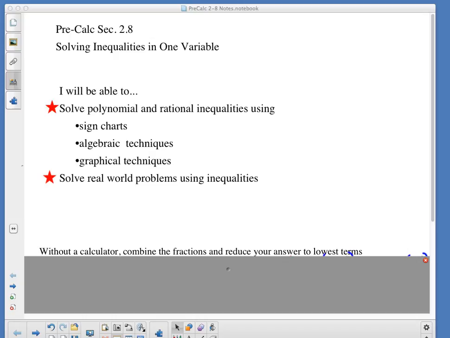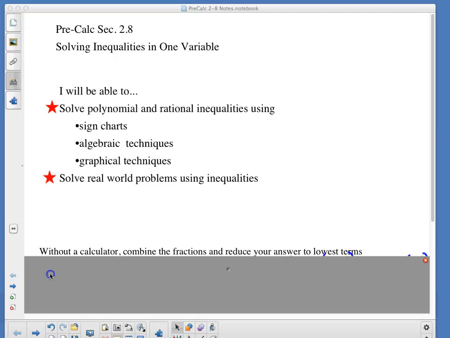Okay? And this is PreCalc section 2.8, day 1. We'll probably get to example 6 today. So know that when we get through this. And this is about sign charts, algebraic techniques and graphical techniques.